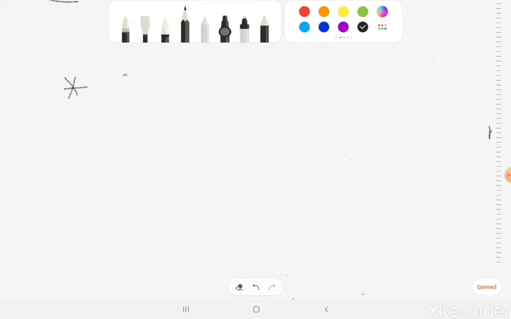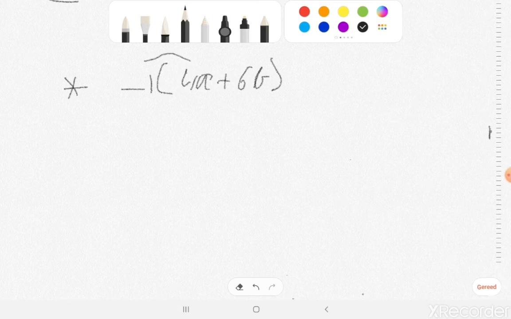For example, if we have the minus in front of the brackets, 4a plus 6b, there is not only the minus, but we need to know that there's a minus 1 in front of the brackets. But we can leave the 1 because you need to simplify it. So minus 1 times 4a is minus 4a, and minus 1 times 6b is minus 6b. Alright, so we know this part.